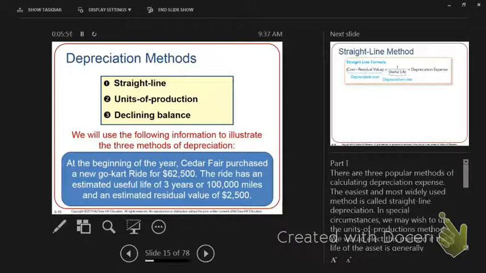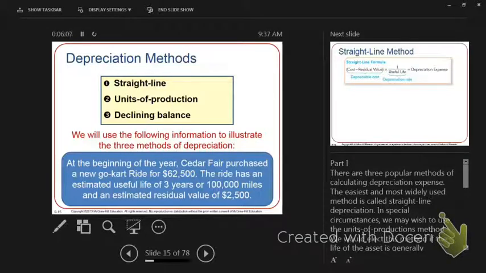So does straight line make sense? Okay, that's why the majority of people use straight line. Majority of companies use straight line because it's easy. Once you do it once, you're done, and you just have to carry it out. All right, that's actually the word cost, but okay.